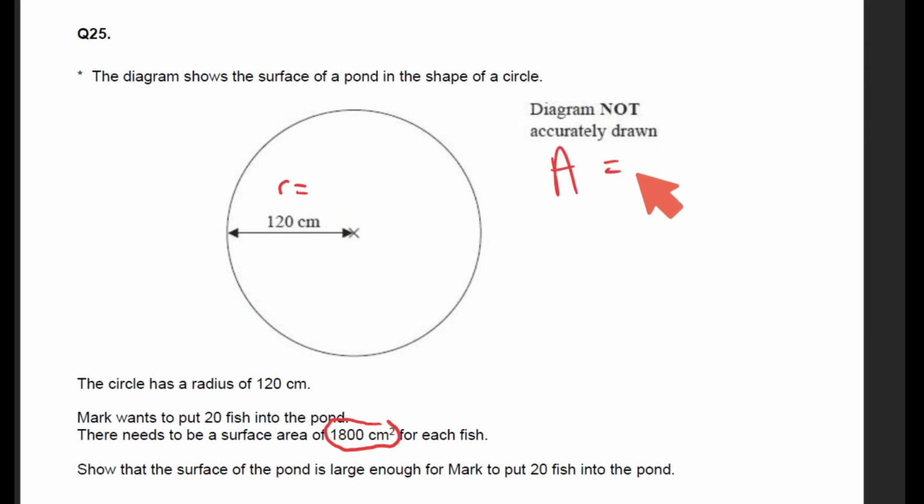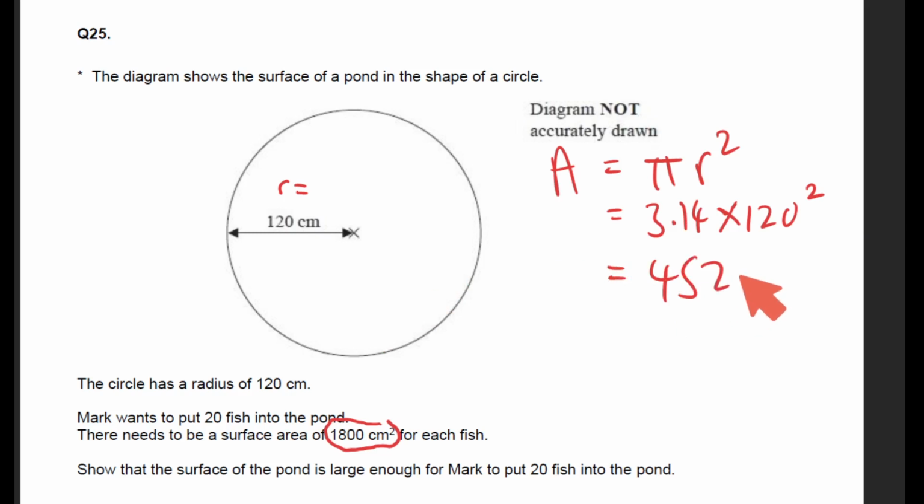The area of a circle formula is pi times r squared. We've got the r already, it's 120 centimeters. I'm going to use pi as 3.14 times 120 squared. I'm going to use my calculator. That's the area of the pond, the entire area.